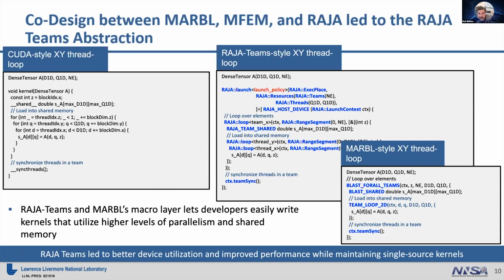So working closely with the MFEM and the Raja teams, there's a new abstraction in Raja that's called Raja Teams, and it's well suited for nested for loops. So if you want to get high performance in a nested for loop and take advantage of GPU shared memory, Raja Teams is the way to go. So here's some high-level source code, just giving you an idea of how this works. And again, you can wrap this in sort of a macro to help make it specific for whatever code you're working in. And this abstraction resulted in much cleaner code and really led to better device utilization, as I'll show on the next slide. Next slide, please.